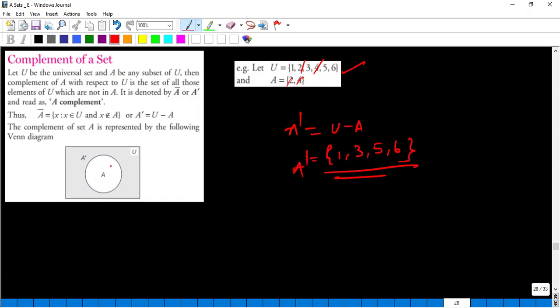You can see the Venn diagram. Other than A, all the remaining elements are known as A complement.